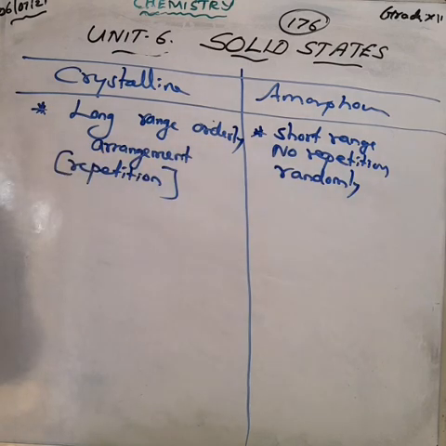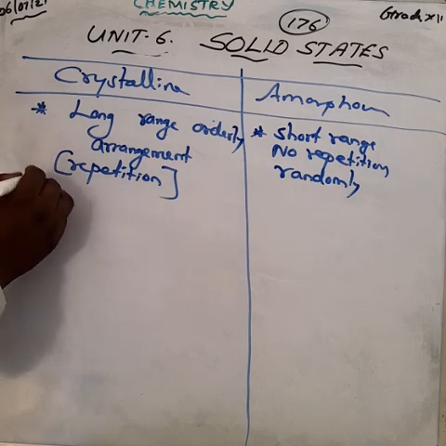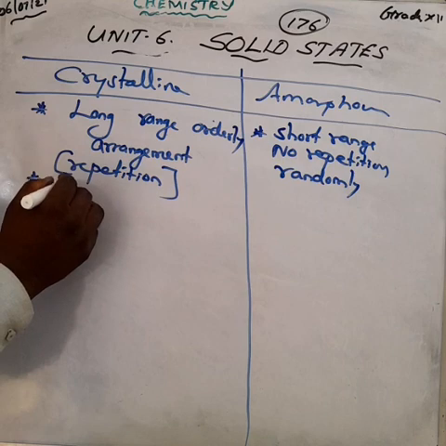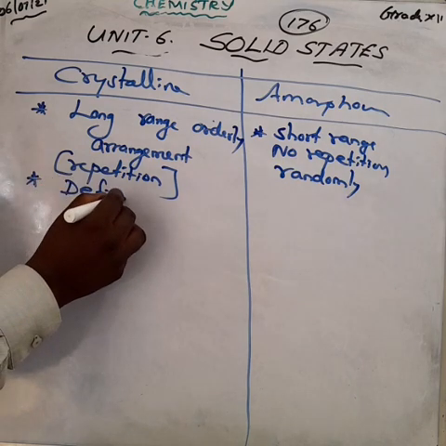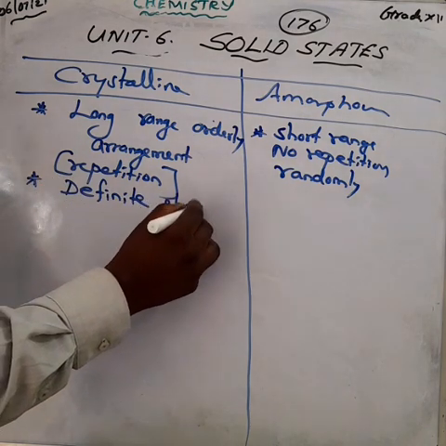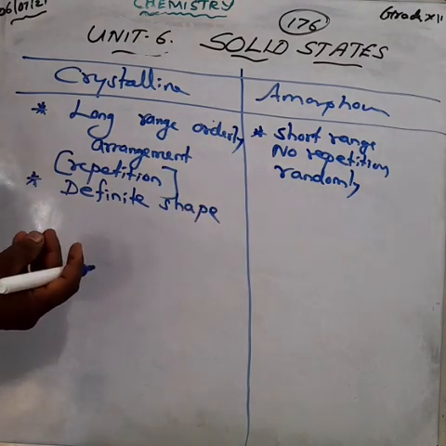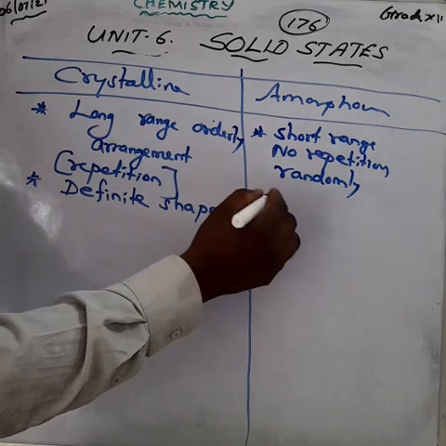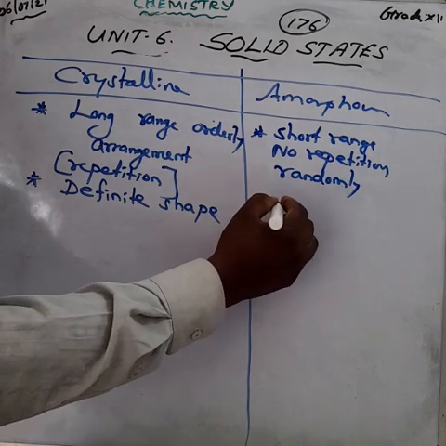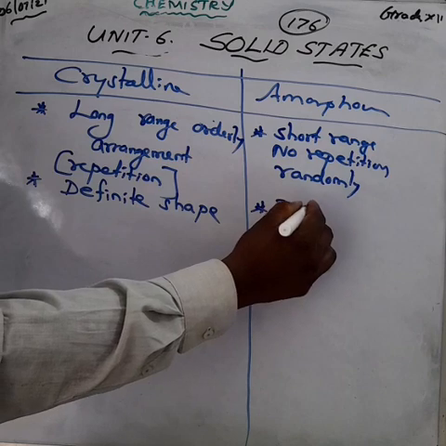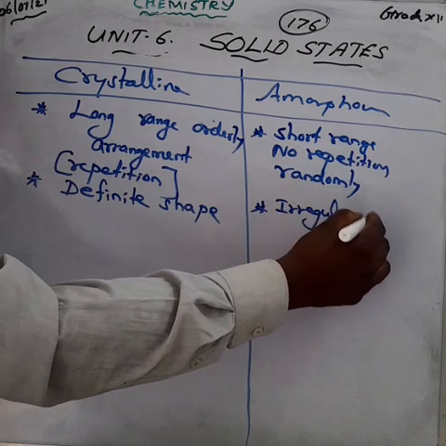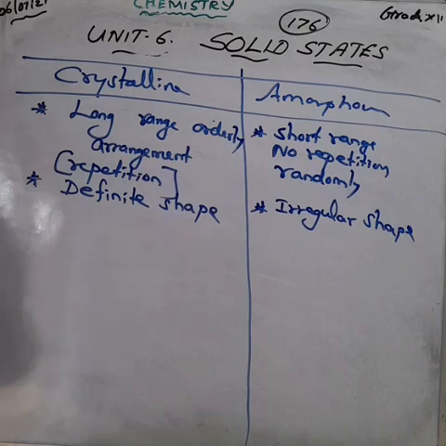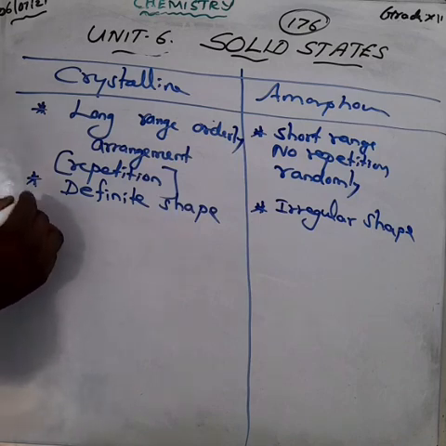Second point: crystalline solids have a definite shape, because some crystalline solids have a definite shape. What about the amorphous solid? It has no definite shape; we can say an irregular shape.